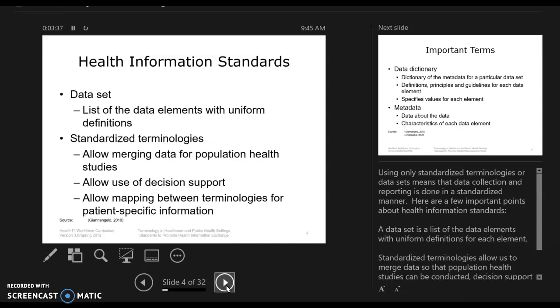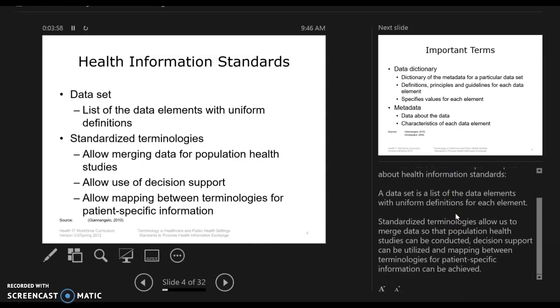Using only standardized terminologies or data sets means that data collection and reporting is done in a standardized manner. Here are a few important points about health information standards. A data set is a list of the data elements with uniform definitions for each element.